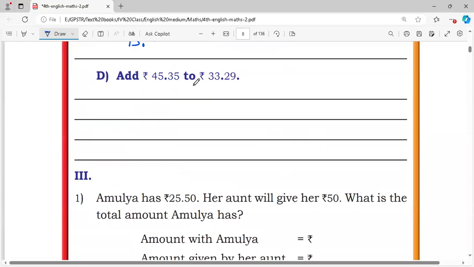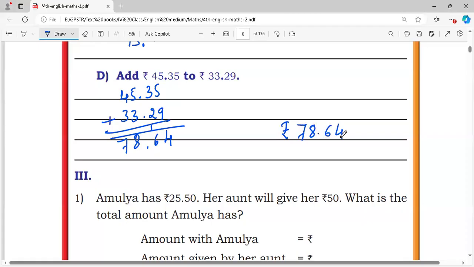Second one, add 45 rupees 35 paise to 33 rupees 29 paise. Just write down 45 rupees 35 paise plus 33 rupees 29 paise. 5 plus 9, 14. 4 carry 1. 3 plus 2, 5. 5 plus 1, 6. 5 plus 3, 8. 4 plus 3, 7. This is 78 rupees 64 paise.